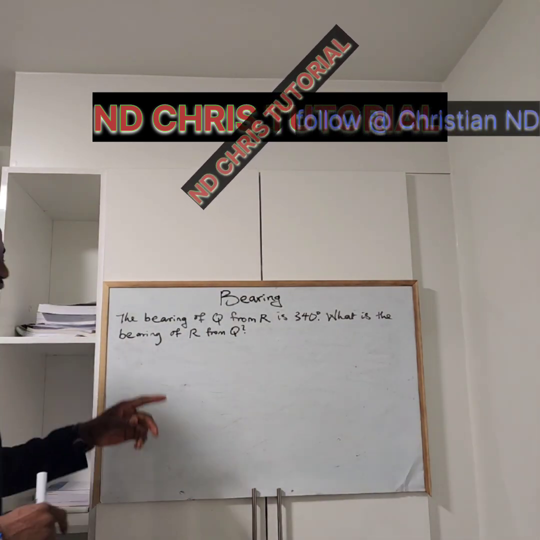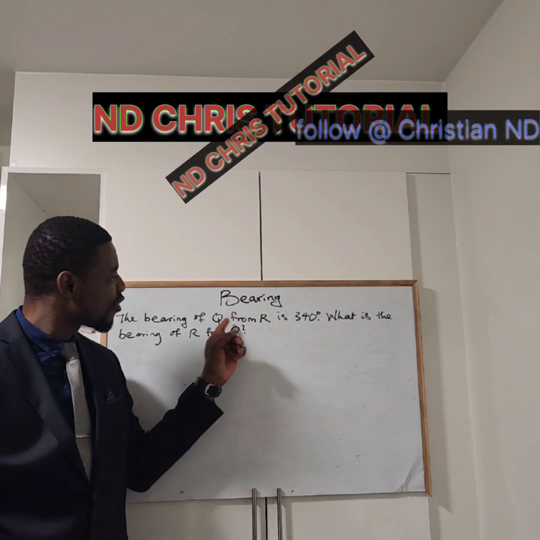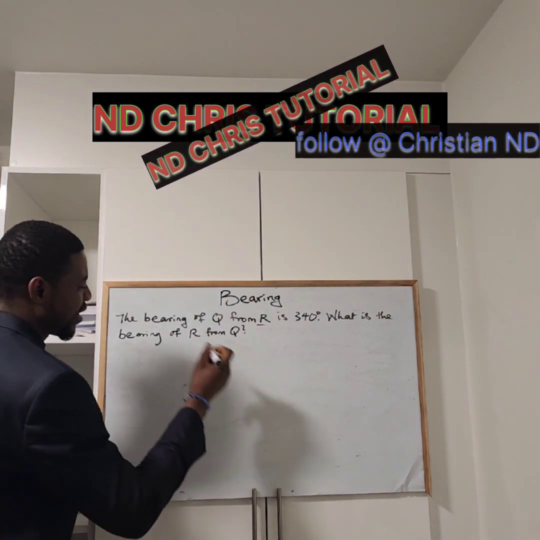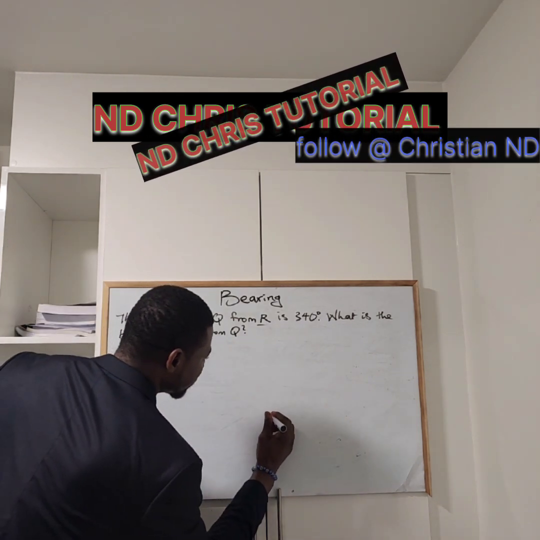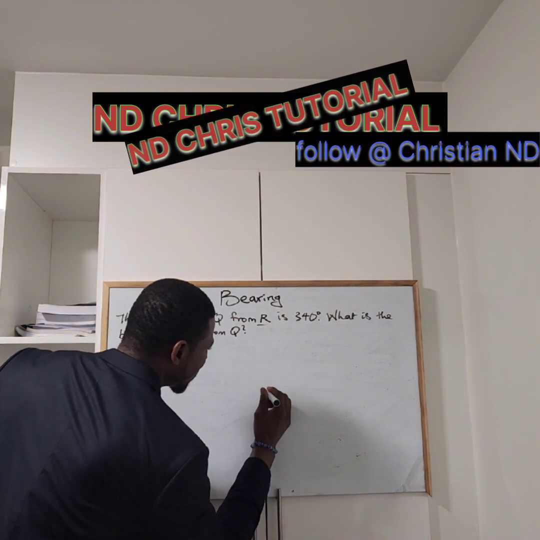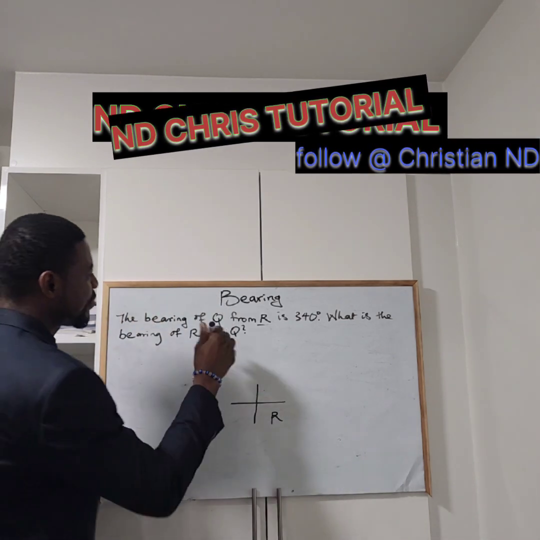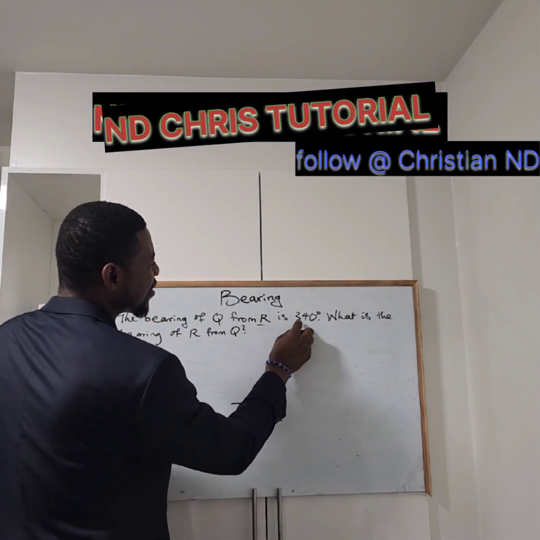Let us look at the question. It says the bearing of Q from R. So Q is coming from R. Take note of that. So we are starting where? We are starting with R. This is my R. You draw your cardinal point in this manner. So the bearing of Q from R is 340.